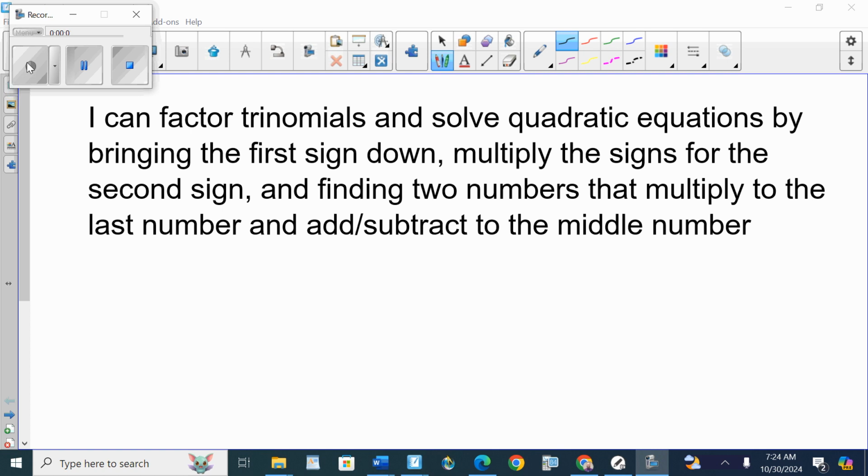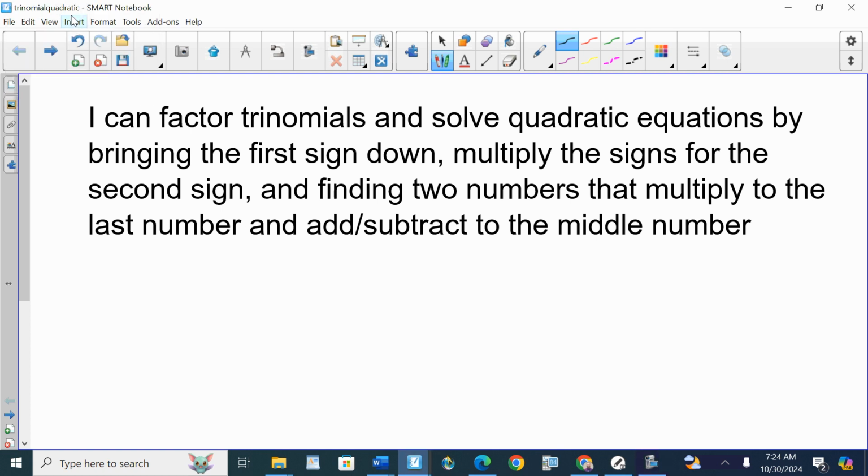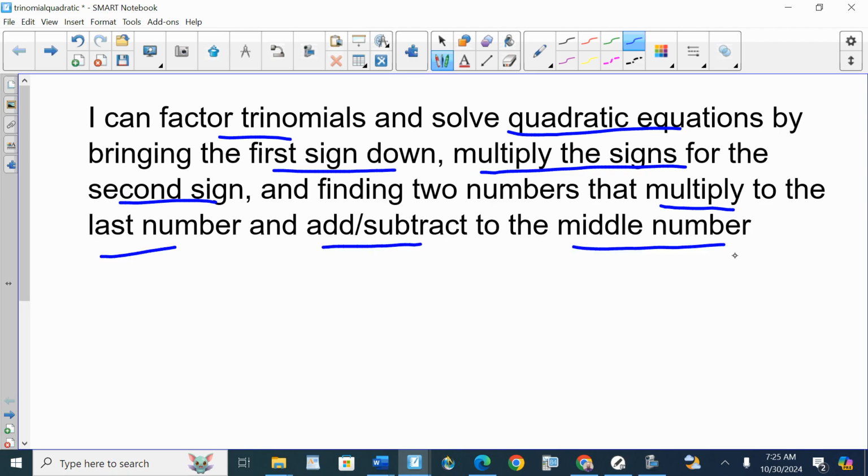Hello, everybody. Very important today. This is an Algebra 1 lesson that we need for geometry. I can factor trinomials and solve quadratic equations by bringing the first sign down, multiplying the signs for the second sign, and finding two numbers that multiply to the last number, and either add or subtract to the middle number, depending on the sign. Let's go.